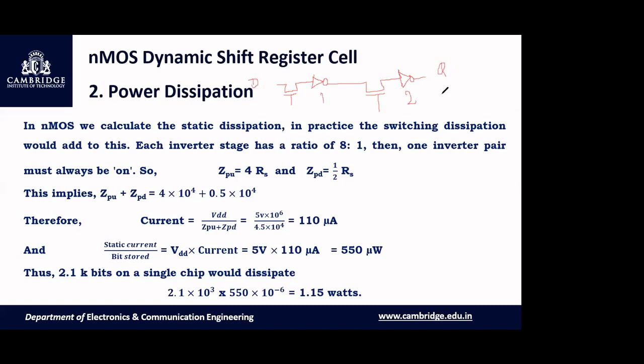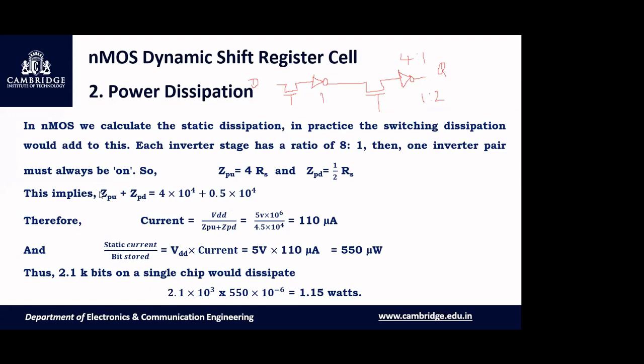Understood? Here both the inverters will not be on at the same time. If one is on, the other one will be off; if the other one is on, the first one will be off. Here we'll have to take the average of these two. The pull-up transistor will have a ratio of 4:1, and the pull-down transistor will have a ratio of 1:2. And you know how to find the resistance and all, right?